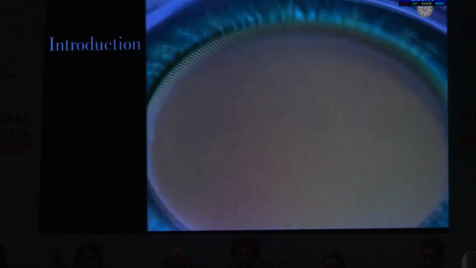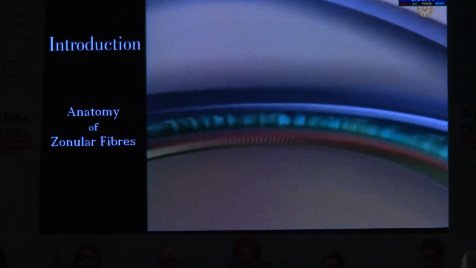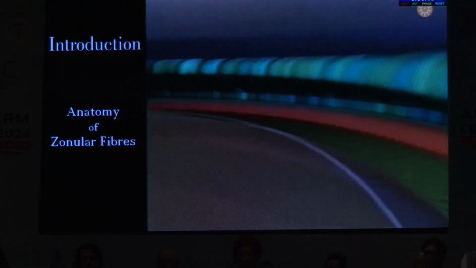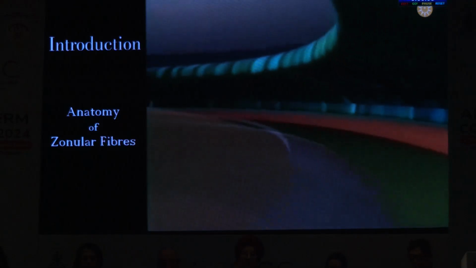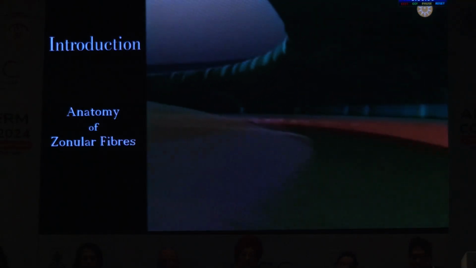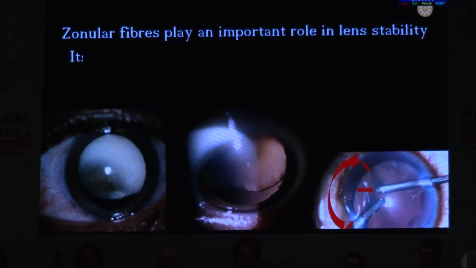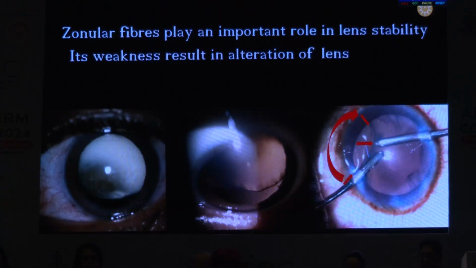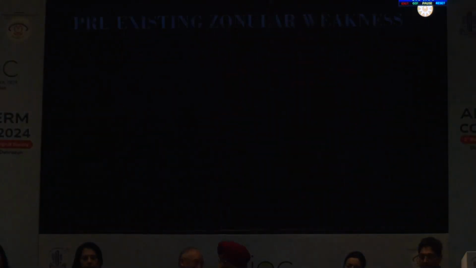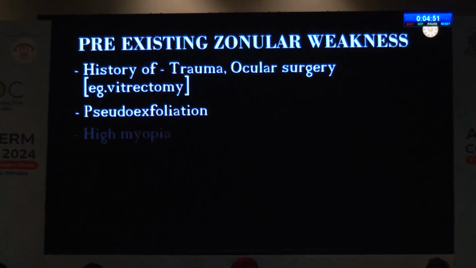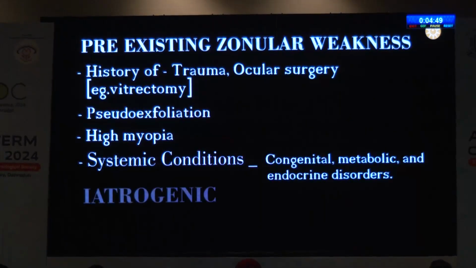First, beginners must know about the anatomy of the zonular fibers that originate from the basal lamina of the non-pigment epithelium of the ciliary body and insert into the lens capsule at the equator region. These fibers play an important role in lens stability. Their weakness results in alteration of the lens stability. Zonular dialysis may be pre-existing or brought into existence by the operating surgeon.